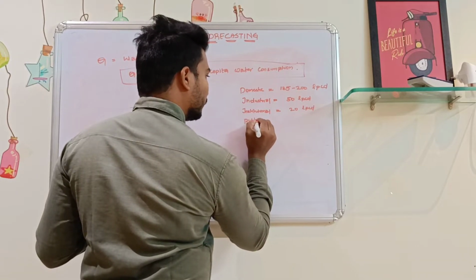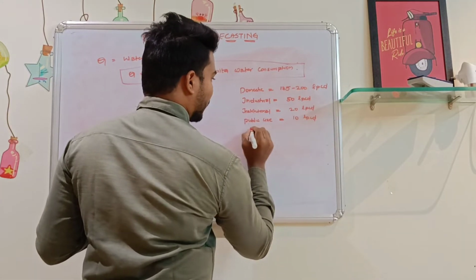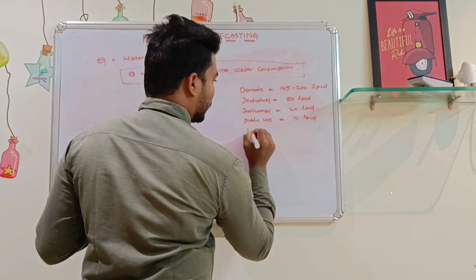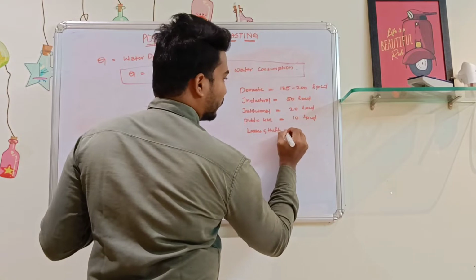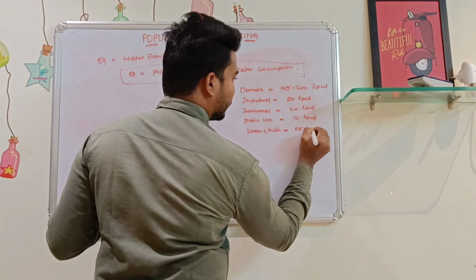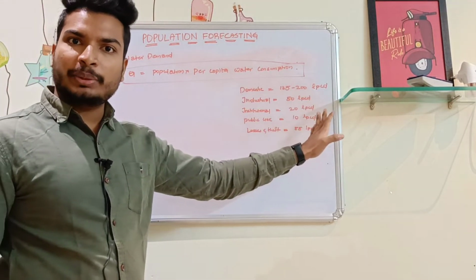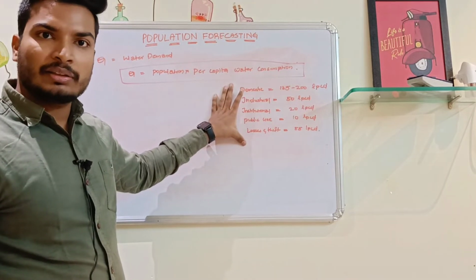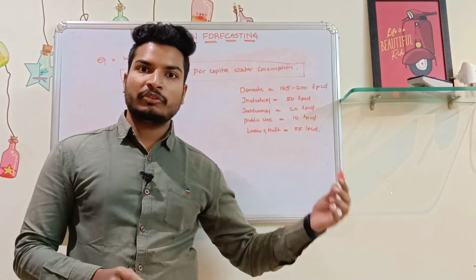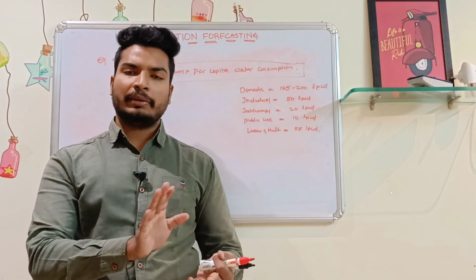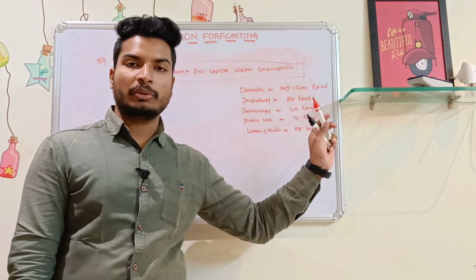Public use is 10 LPCD. And next is losses and theft, 55 LPCD. So these are the different uses and their respective water demands, given by the IS codebook. For domestic use, for a person in the home, for bathing, cooking and drinking and all those things, he consumes daily 135 to 200 LPCD.